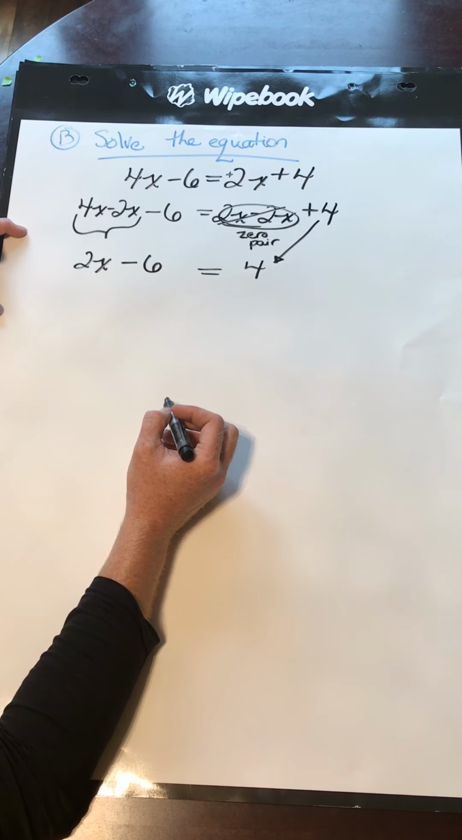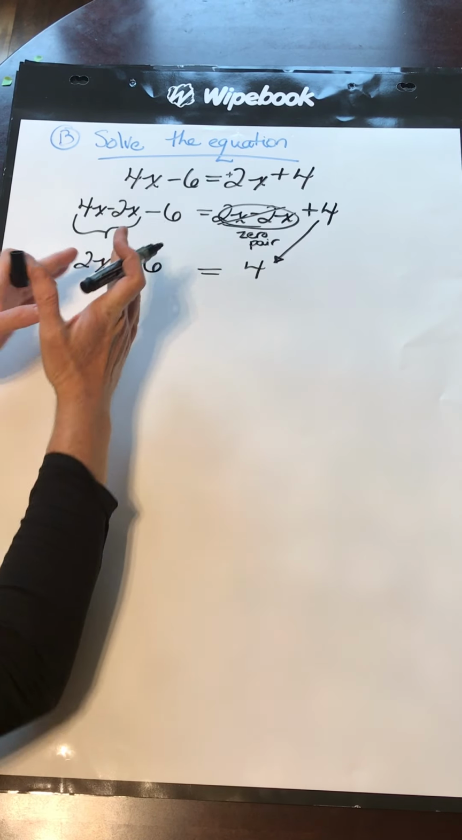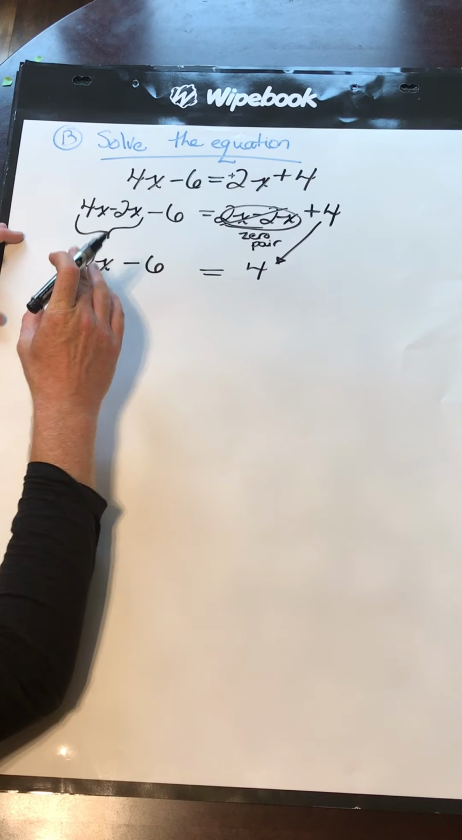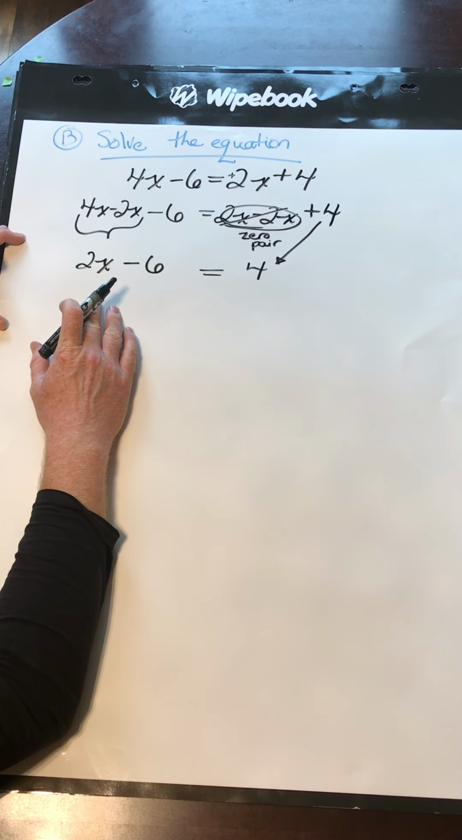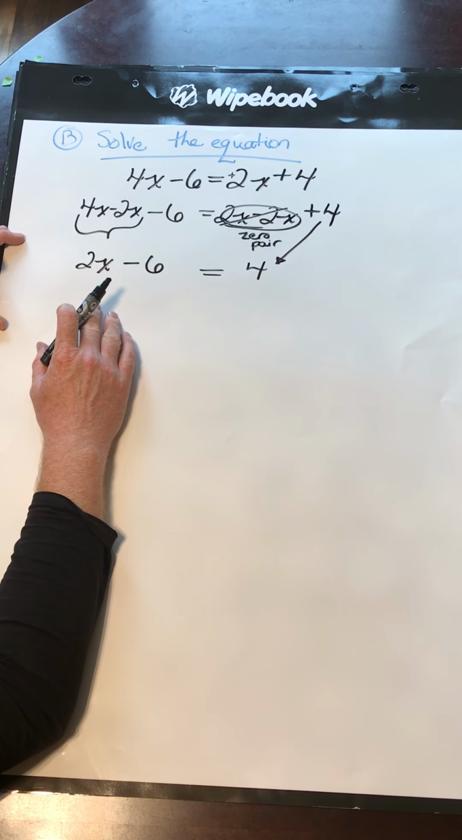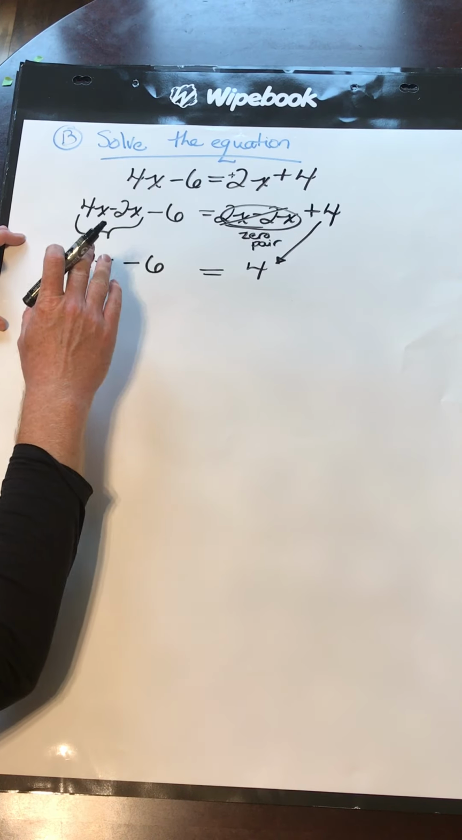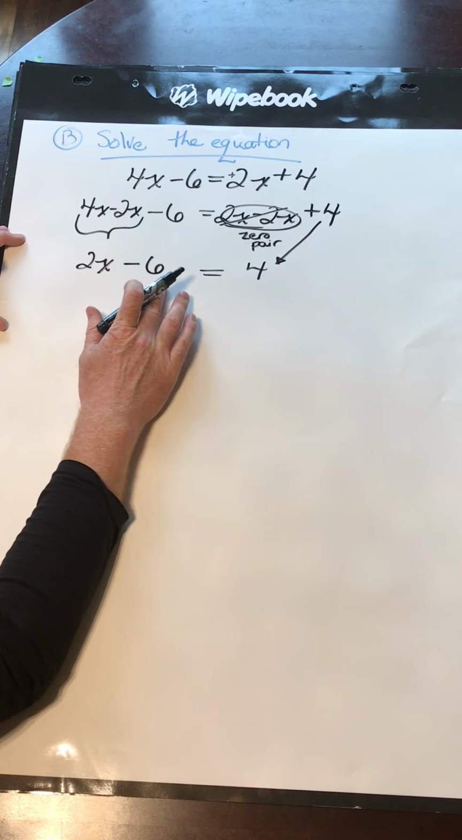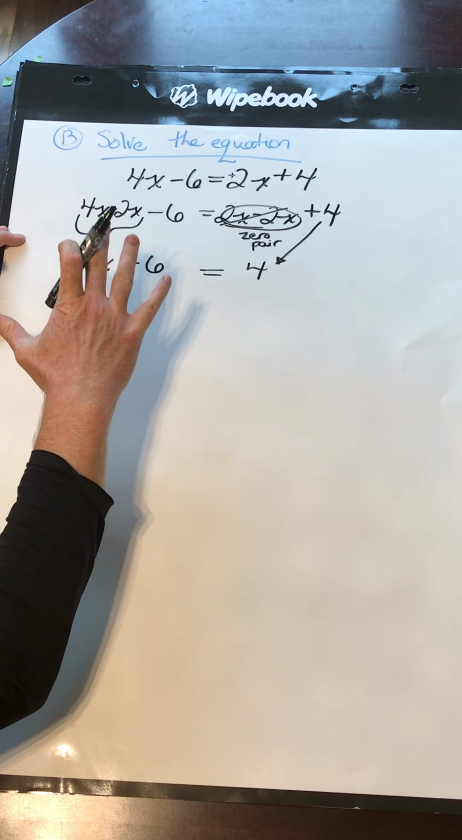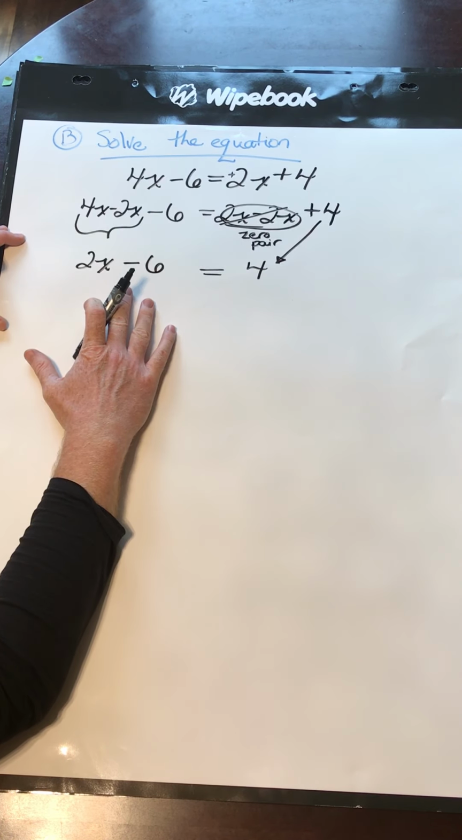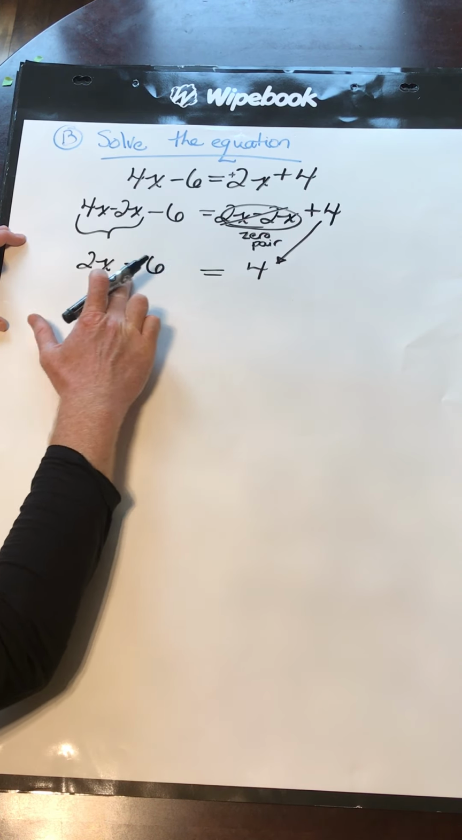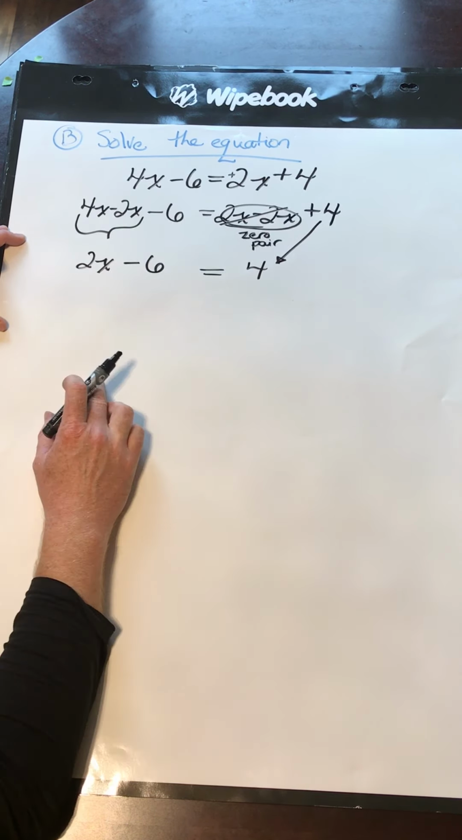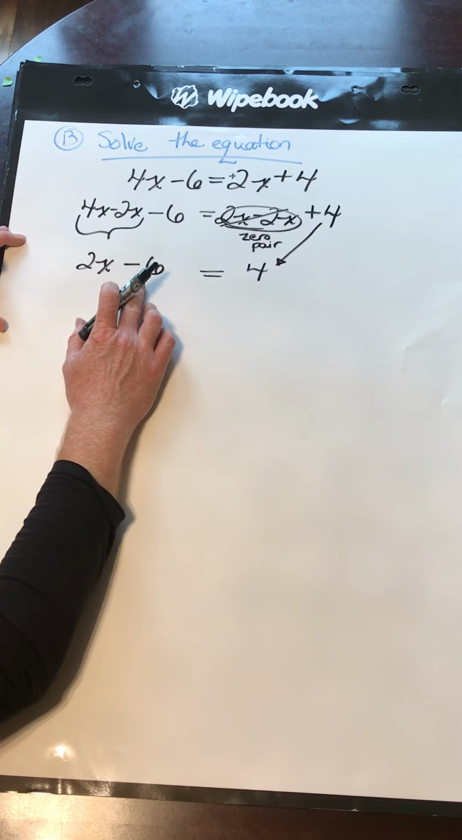So I look at my equation and I say, have I isolated all of the x's by themselves on one side? And I say no, because I have x's on the left side, but I also have some integers. So I only want to have x's, or the variables, on the left side. So now I have to get rid of this negative 6. So how am I going to remove the negative 6 on the left side?